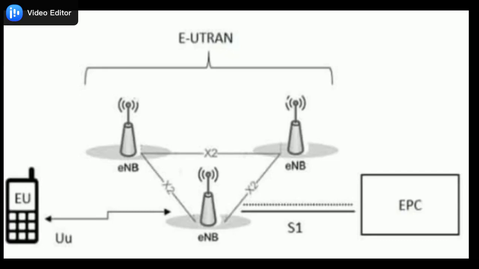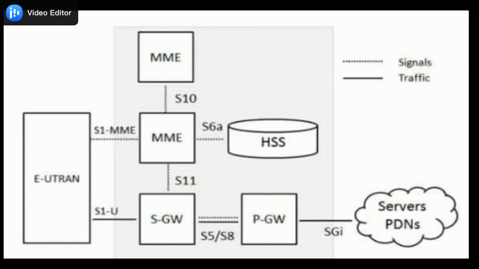Okay, now we will talk about the EPC, the evolved packet core, the core network. The architecture of the evolved packet core has been illustrated as shown in this picture. There are a few more components which have not been shown in the diagram to keep it simple. These components are the EIR, the equipment identity register, and the policy control and charging rules function, PCRF.